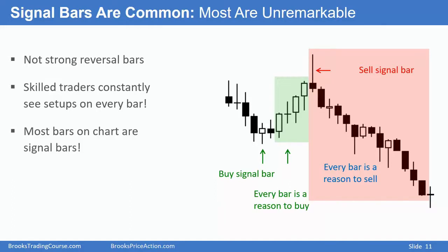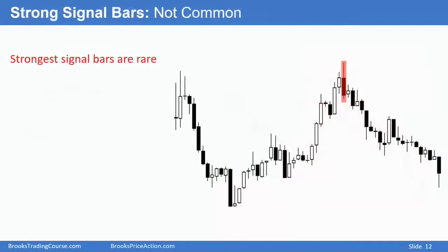So don't wait for the really great signal bars. If you wait, you'll wait a long time because really good looking sell signal bars, big bodies closing on the low, they're rare. Maybe only 1% of the bars on a chart are really strong reversal bars. And in this particular case, that's what we see here. Maybe 100 bars, only one is a strong bear reversal bar. Yet traders are trading on every bar on the chart.